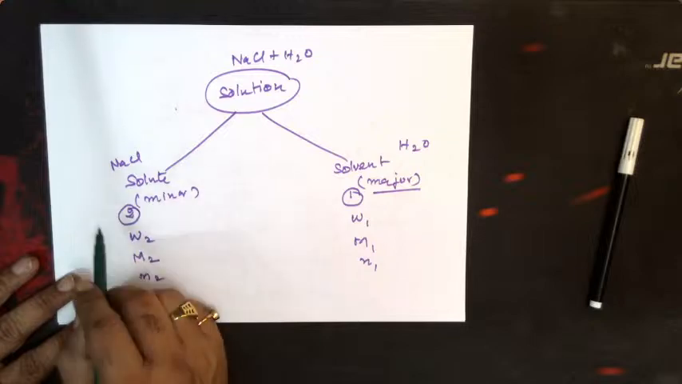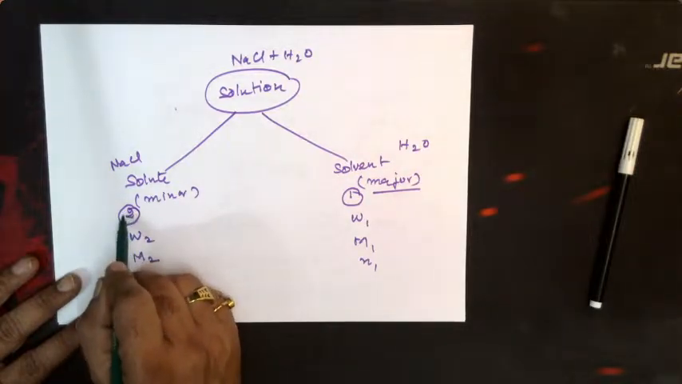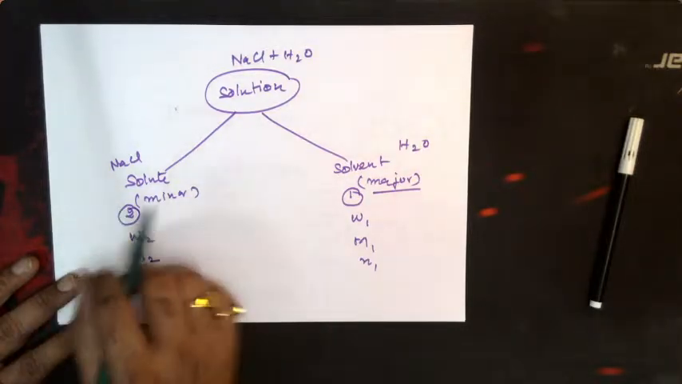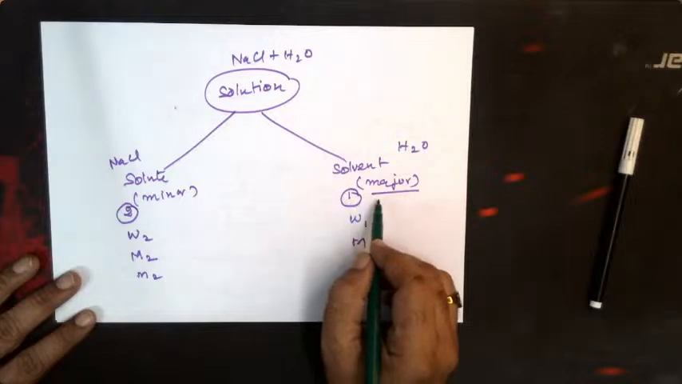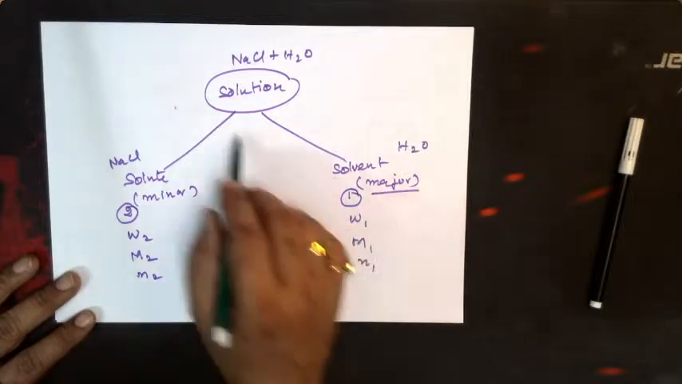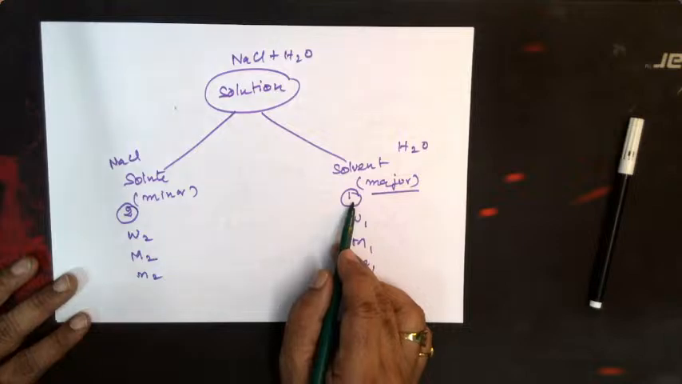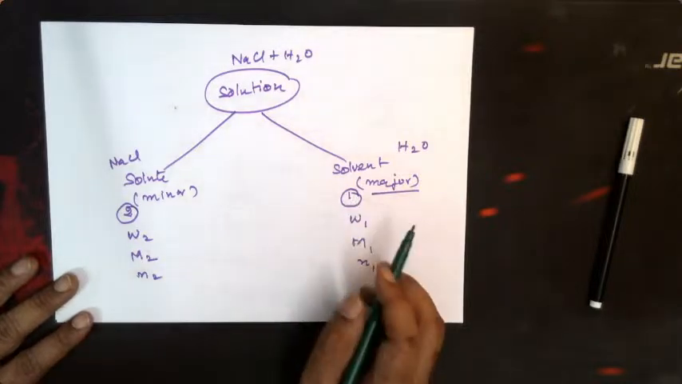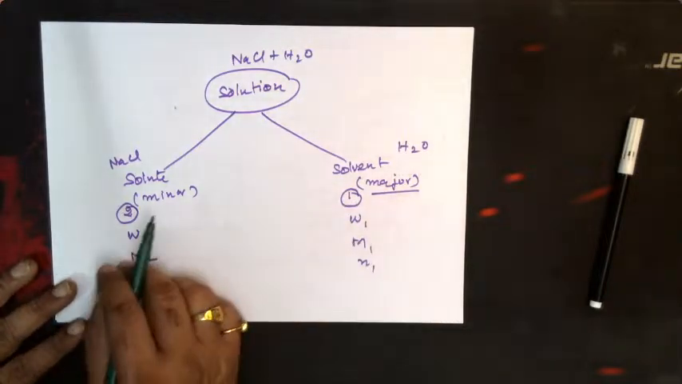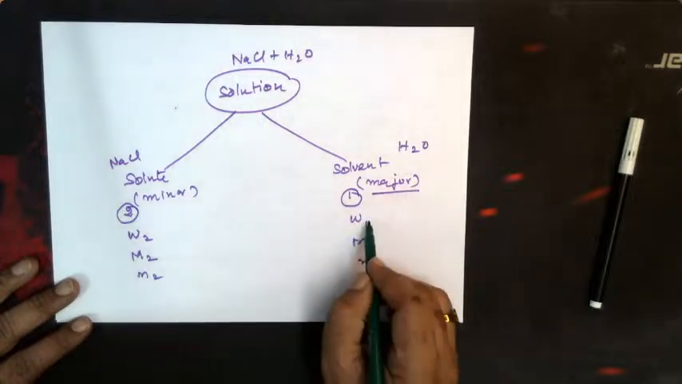It is represented by 2. So it is a secondary aspect in the solution. But the primary one is the solvent. Without solvent, you cannot have a solution. So the major portion is solvent. So it is represented by 1. So when I represent the weight of solvent, I can put W1.